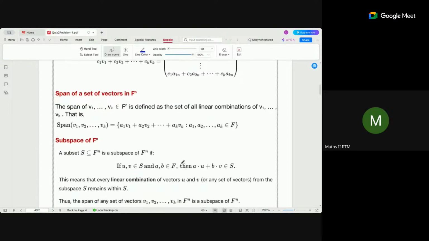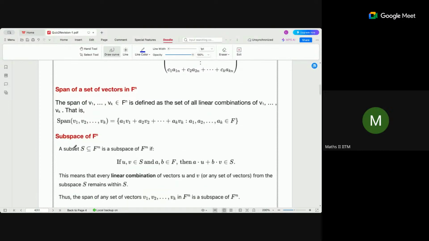Okay, and now what is a subspace of Fn? A subset S of Fn is a subspace if it satisfies this condition: if u, v are in S, then for any scalars a, b in F, au plus bv is in S. So it is closed under any linear combination.